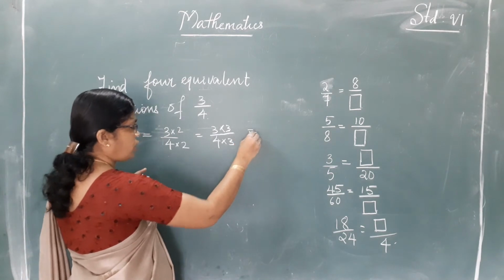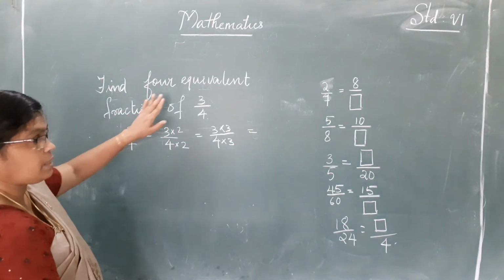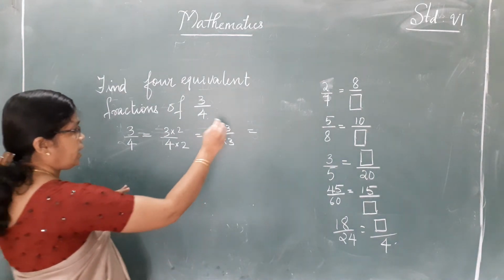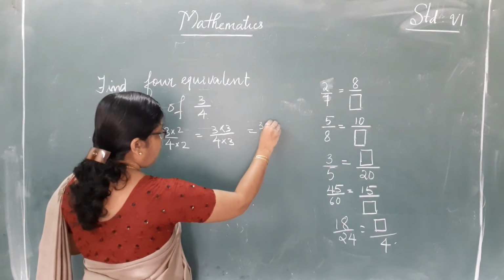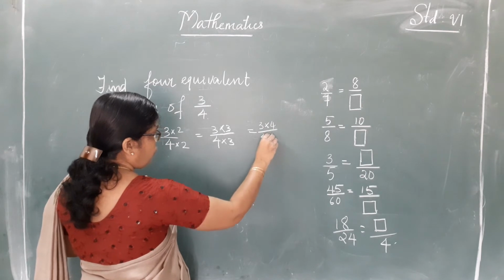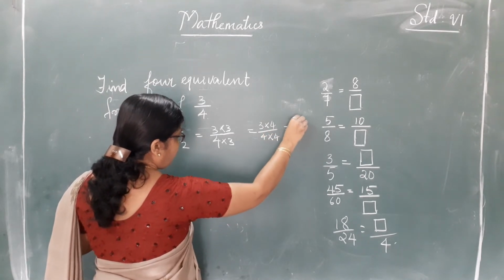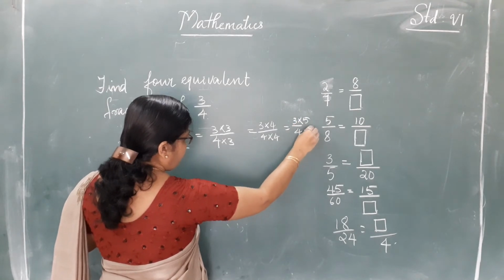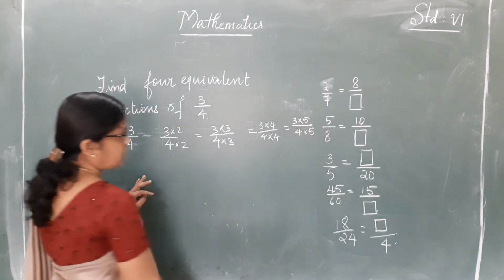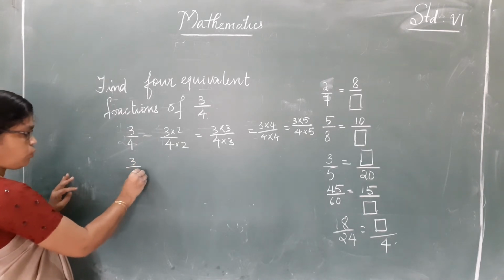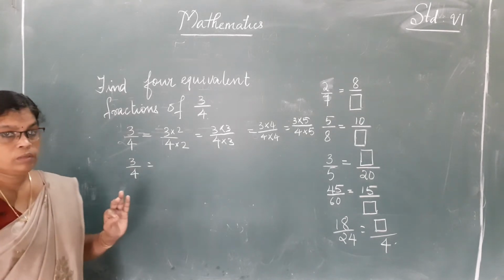Again we can get, 4 equivalent fractions we need, isn't it? Except this 3 by 4, now 4 more we need. So again 3 into 4 and 4 into 4. It's equal to 3 by 4 into 5 into 5. So which are the equivalent fractions of 3 by 4? 3 by 4, equivalent means equal to.